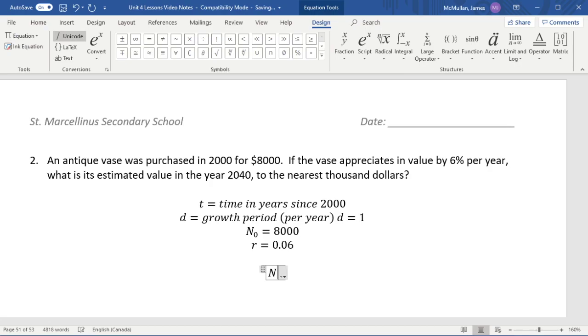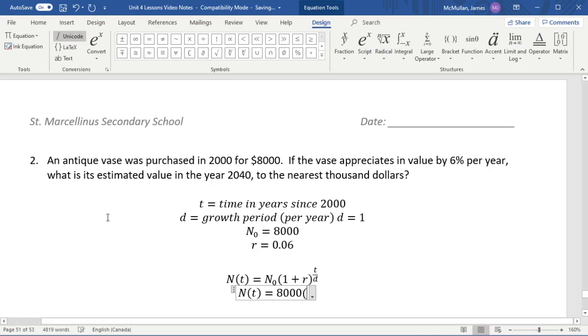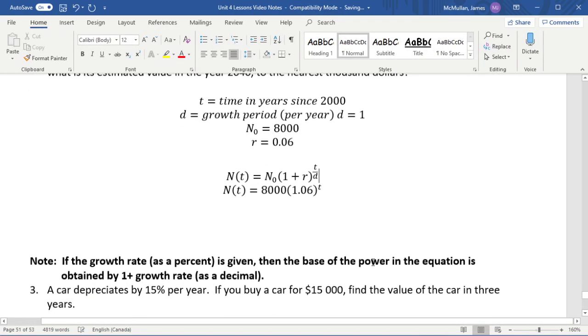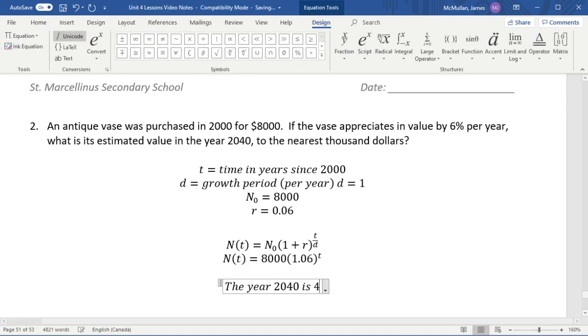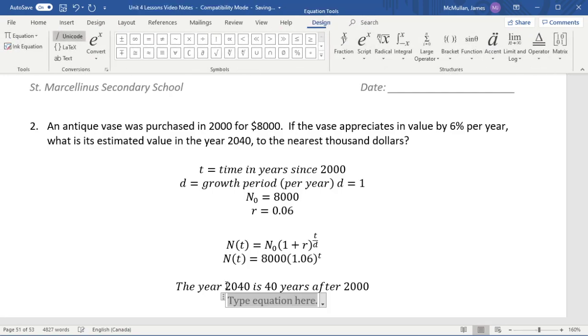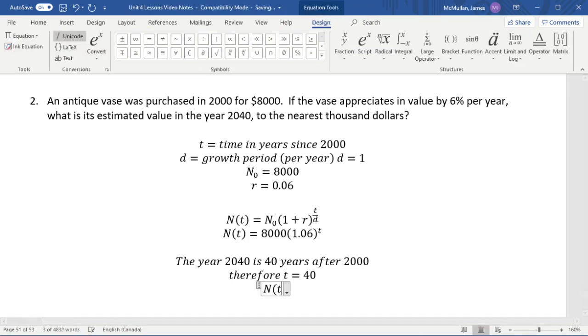Okay, so N of t would be equal to N0 times (1 plus r) to the power of t over d. And if we just fill in what we know here, we would get that N of t is 8,000 times 1.06 to the power of t, because we don't need a d, and the growth rate was 6%. So it says, what is the estimated value in the year 2040? Okay, so the year 2040 is 40 years after 2000. Therefore, t is equal to 40. So what we're looking for is N of 40. And we do 8,000 times 1.06 to the power of 40.